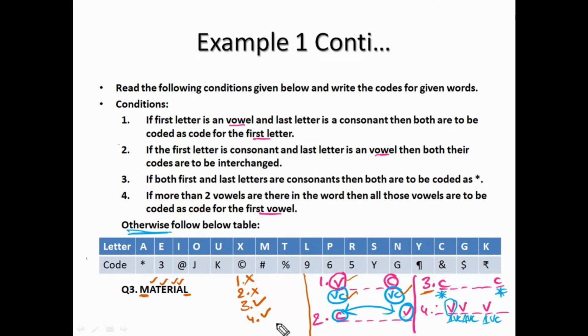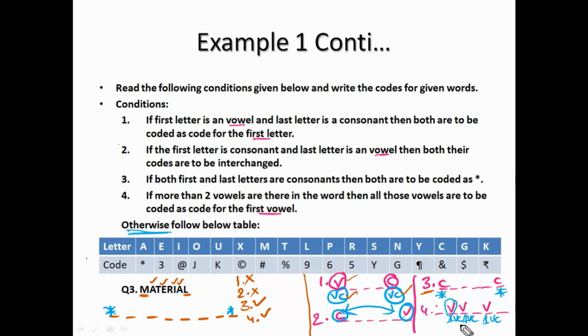Okay. According to condition 3, both first and last are to be coded as star. So first is a star. So material, right? 1, 2, 3, 4. M A T E R I A L, right? First and last are star. This is a star and it is also a star.